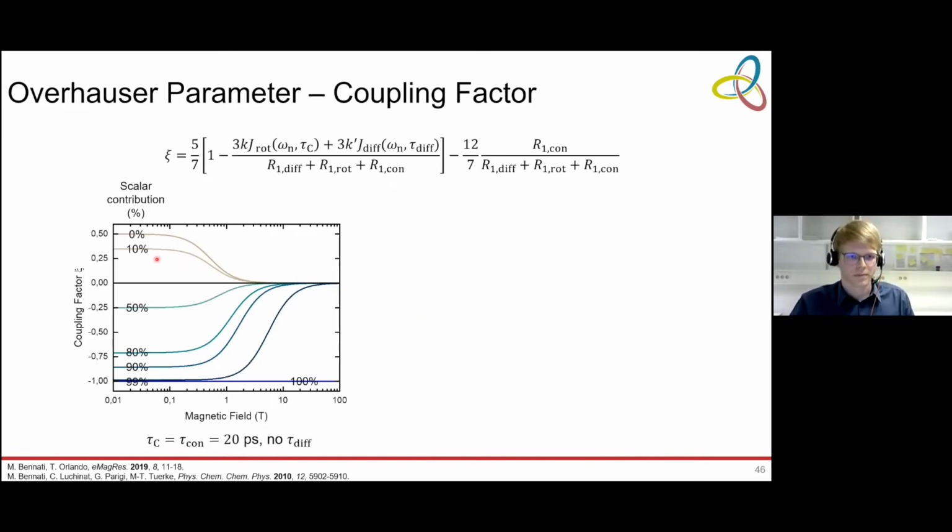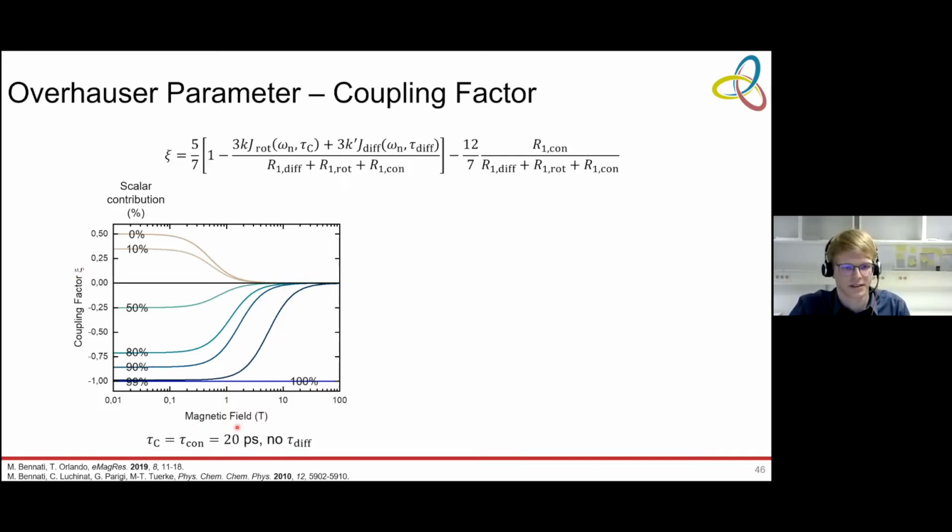And what you can see here on the left is the coupling factor as a function of the magnetic field with tau, so the rotation equals 20 picoseconds, which is the same for the contact. And you can see on this picture that you can only obtain a non-zero coupling factor at magnetic fields of interest, which I would say are larger than 9 Tesla, if we have almost only scalar cross-relaxation, a scalar coupling contributing to the coupling factor.